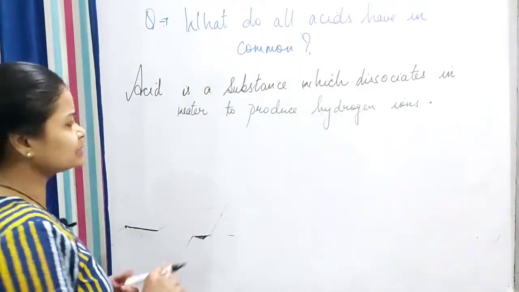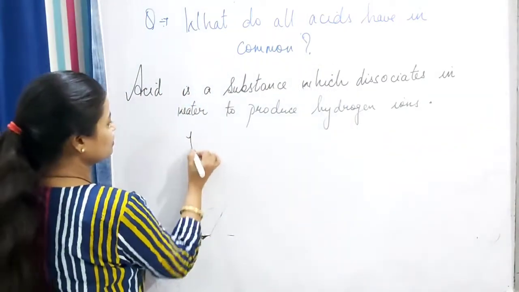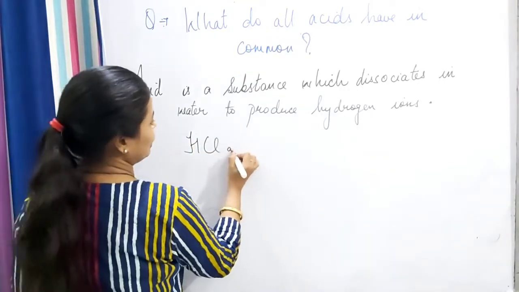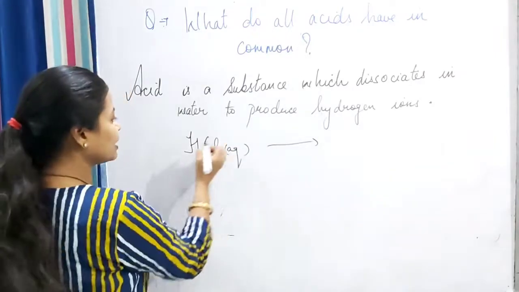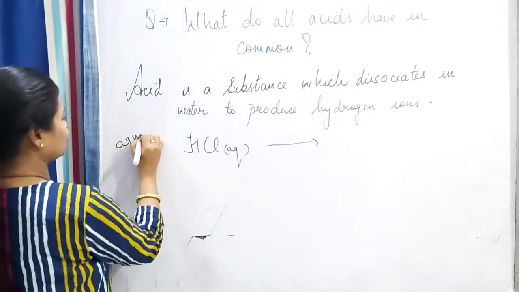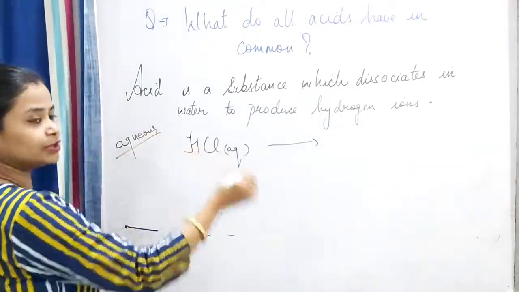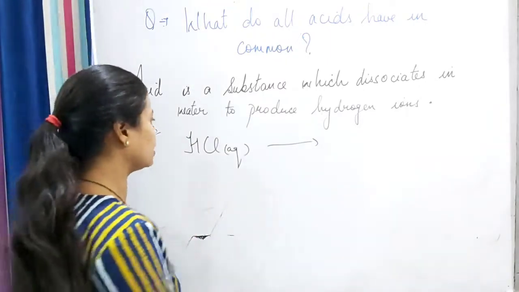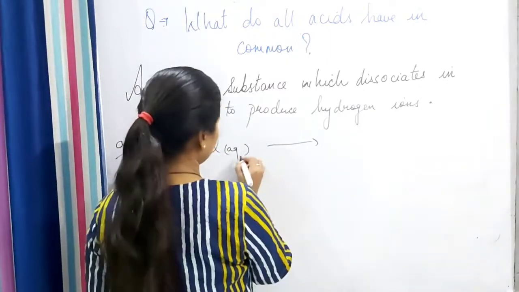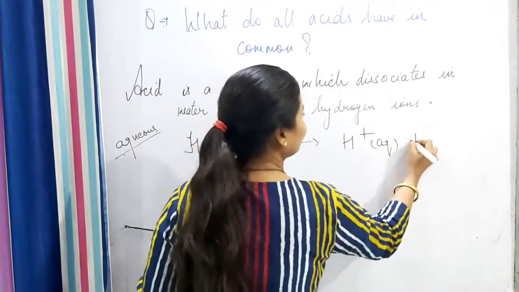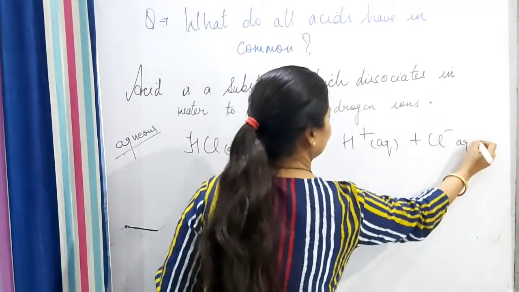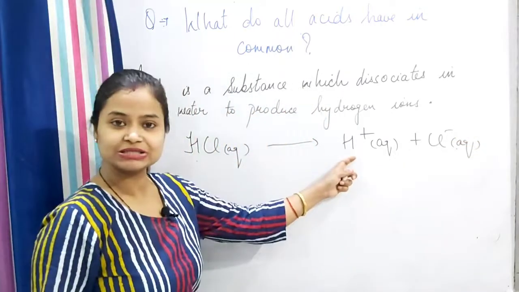Let us see the examples for that. We have HCl (aq). AQ means aqueous, that is, a solution in water. HCl has the tendency to dissociate to give H plus and Cl minus ions. तो ये H plus दे रहा है.